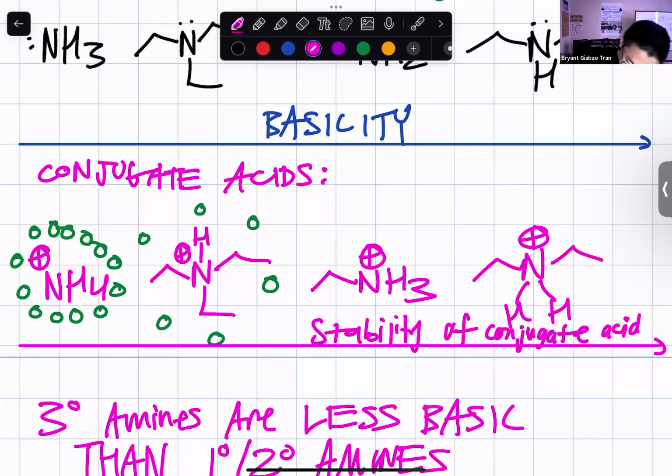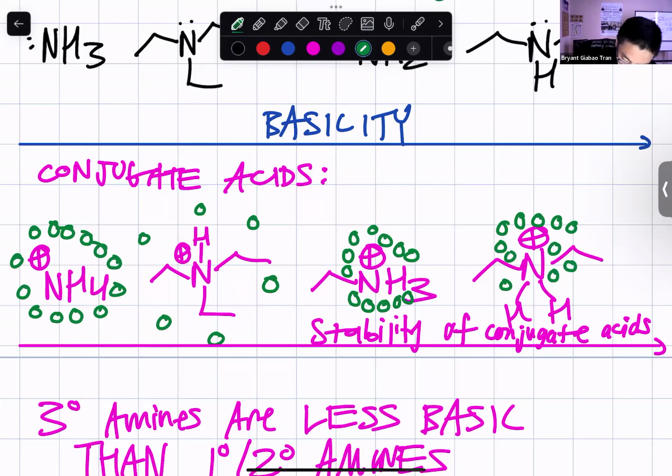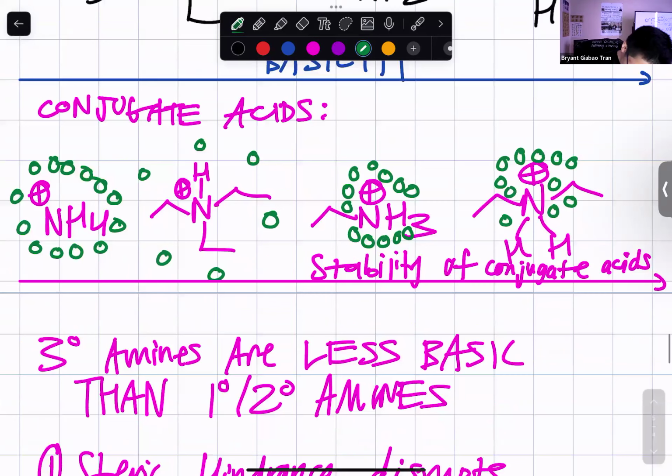Right? The primary amine has less steric hindrance, so it can have a tight solvation shell, and the secondary ammonium ion also has a tight solvation shell. They don't have that much steric hindrance. The other factor that you need to know is that the tertiary amine has fewer H bonds.